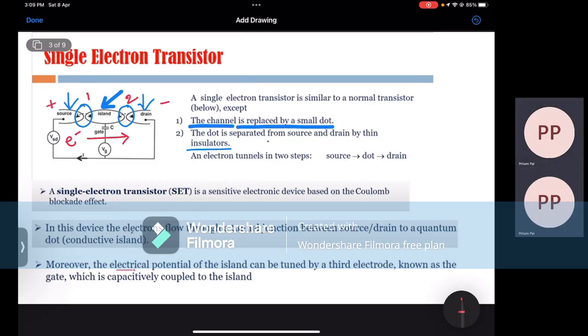These are some special features of a single electron transistor. This is the main important feature which makes it different from a conventional field effect transistor like a MOSFET. We can define a single electron transistor in this way: it is a sensitive electronic device based on the Coulomb blockade effect. This is the important thing.